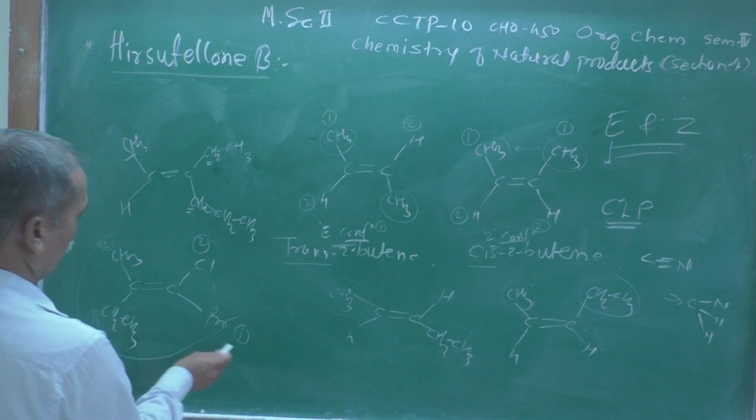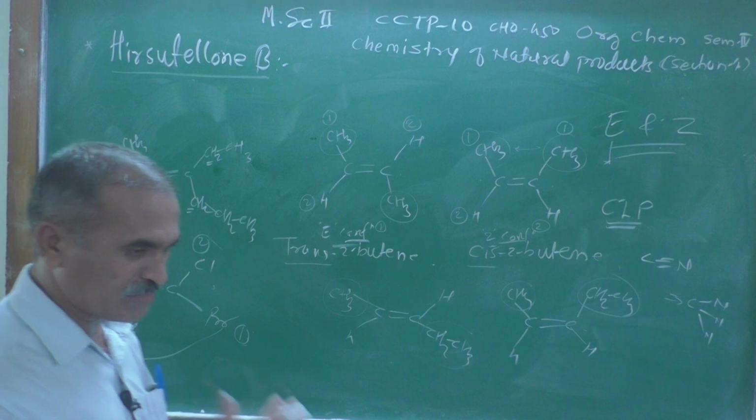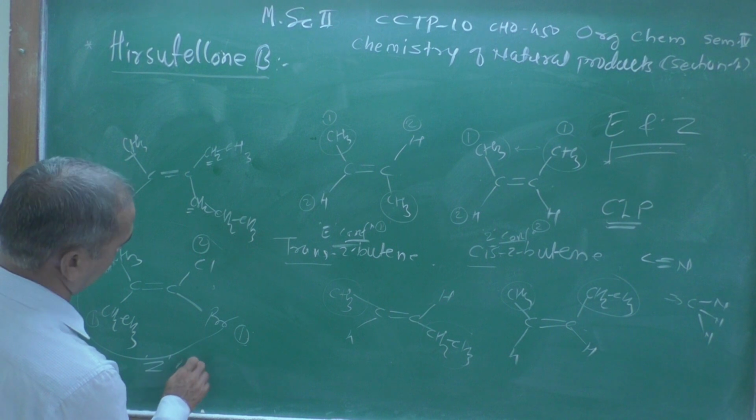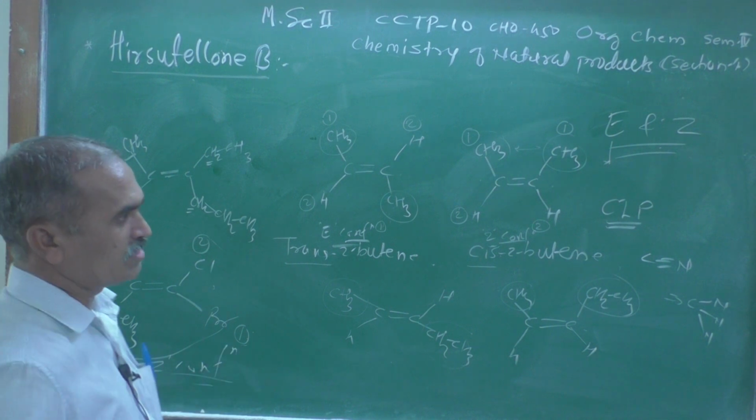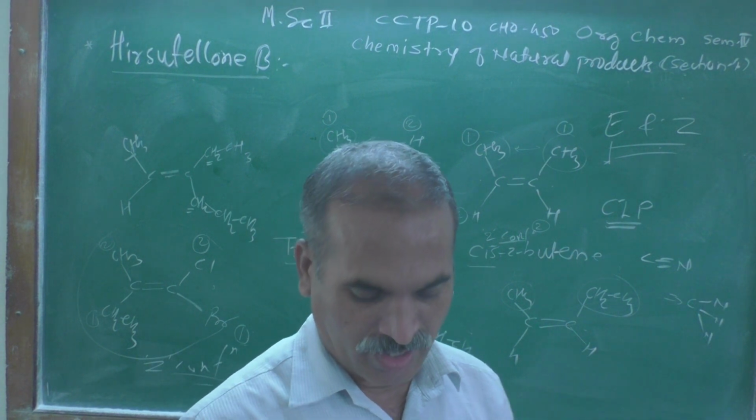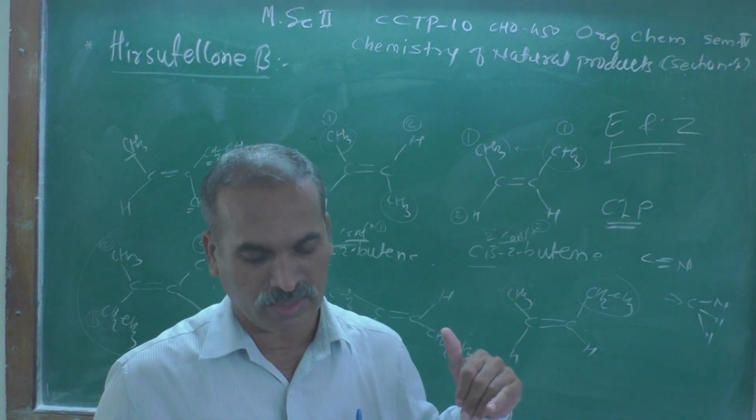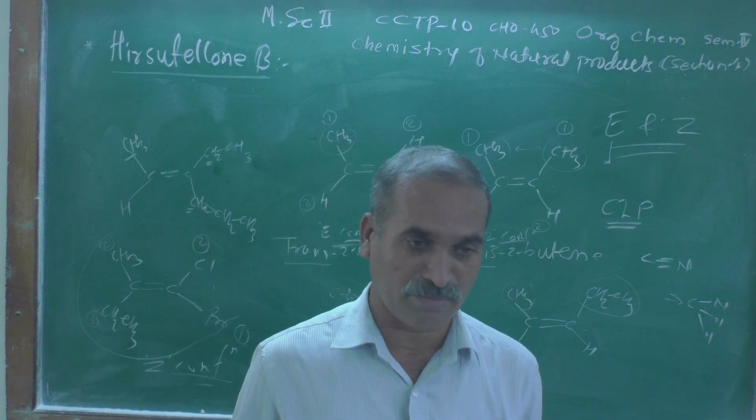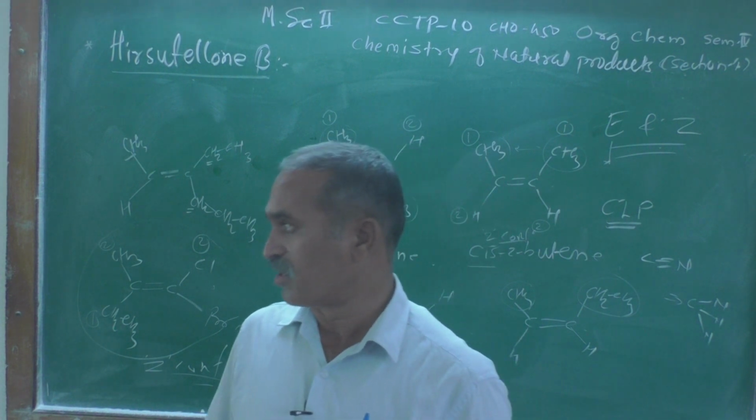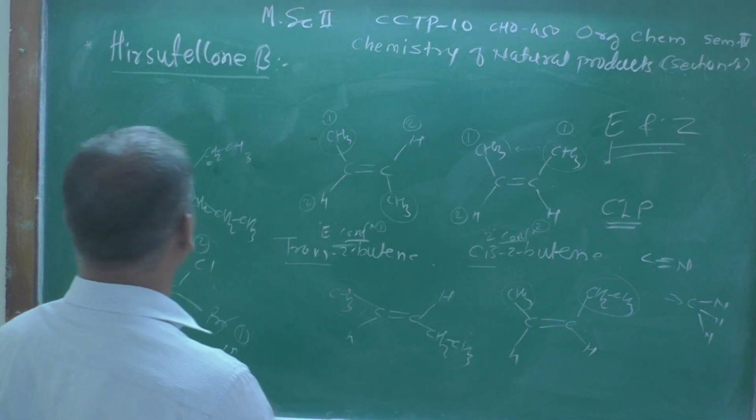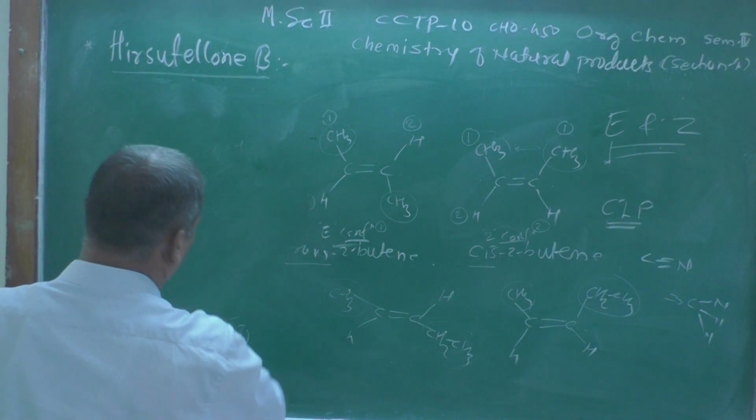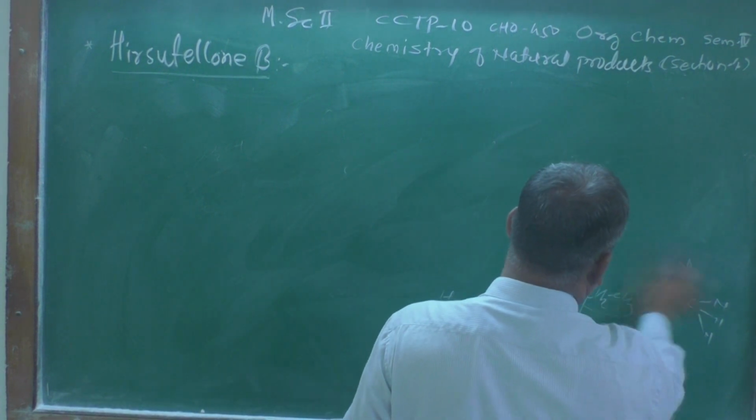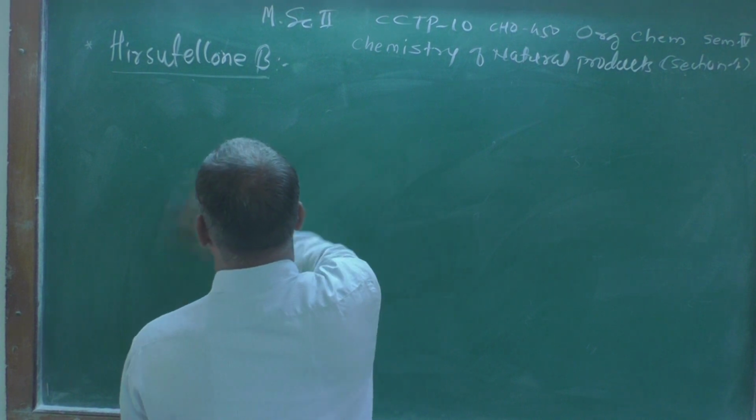So look here, both first priority groups are on the same side, and therefore this type of compound is known as Z configuration. So this is the simplest way of knowing that, and that's why in this case I am explaining this, so that you can remember what is meant by the E and Z configuration. These are the extended version of the cis and trans configuration. So I hope you understood this E and Z configuration. These are the absolute configuration depending upon the priority numbers.